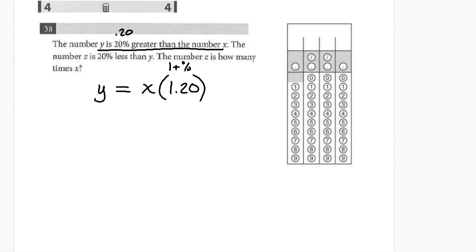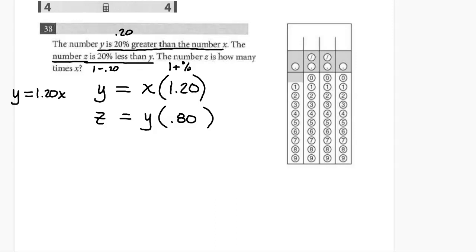The number z, so here's my next equation. The number z is 20% less than y. So z is, you take y. Now 20% less would be 1 minus 0.20, all right, or y times 0.80. So now I have a system of equations we need to solve here. Let me just clean this up a little bit. So y equals 1.20x, z equals y times 0.80.